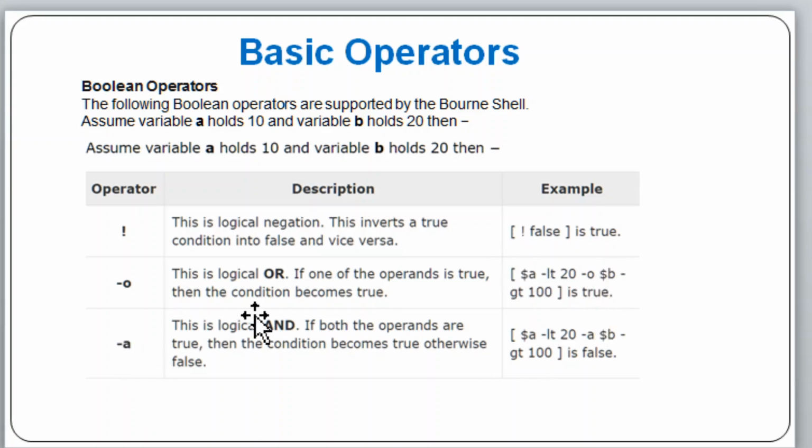And then we have the logical AND. So if both the operands are true, then the condition becomes true, otherwise false. So is A less than 20 and is B greater than 100? Well, A is less than, or 10 is less than 20, and is 20 greater than 100? No. So the whole statement's false.